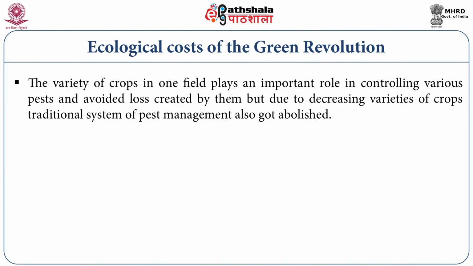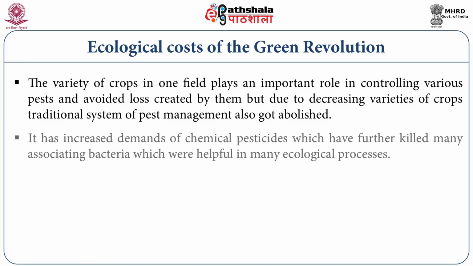The variety of crops in one field plays an important role in controlling various pests and avoiding the loss created by them, but due to decreasing varieties of crops, traditional systems and crop rotation systems of pest management also get abolished. It has increased demands for chemical pesticides, which have further killed many associated bacteria which were helpful in many ecological processes.